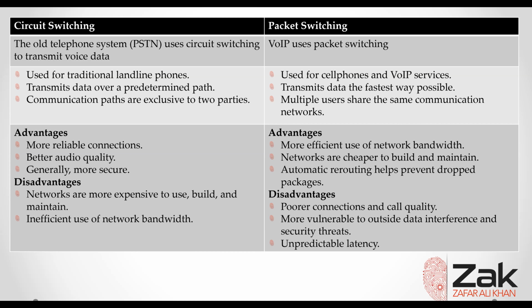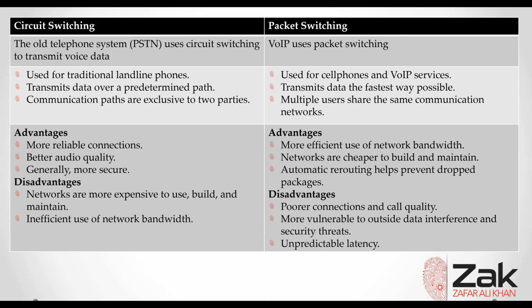Let's compare packet switching and circuit switching. Circuit switching is used for traditional landline phones, whereas packet switching is used for voice over IP and in cell phones. Circuit switching transmits data over a predetermined path, whereas packet switching transmits data the fastest way possible. Communication paths are exclusive to two parties in circuit switching, whereas in packet switching, multiple users share the same communication line.